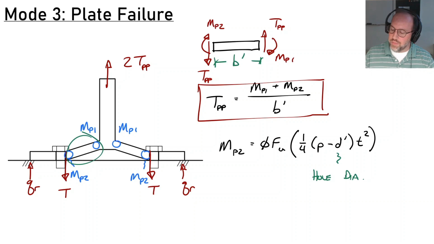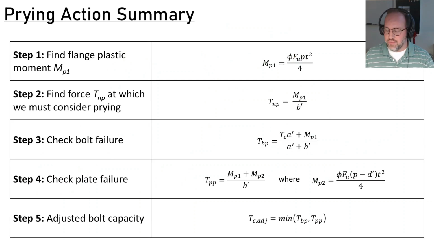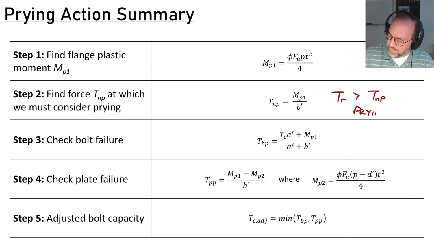So to summarize the whole procedure, it's a 5-step procedure. First, we need to find our flange plastic moment M_P1. Just recall that this phi is going to be equal to 0.9 because you're dealing with bending. And if you want to use Fy instead of Fu, be my guest. We'll then find the force at which we must consider prying. That's T_NP. And if our demand T_r is greater than T_NP, then we have prying. And if you have prying, you have to move to step 3. If you don't have prying, you're done. You can just check your capacity in the traditional way.